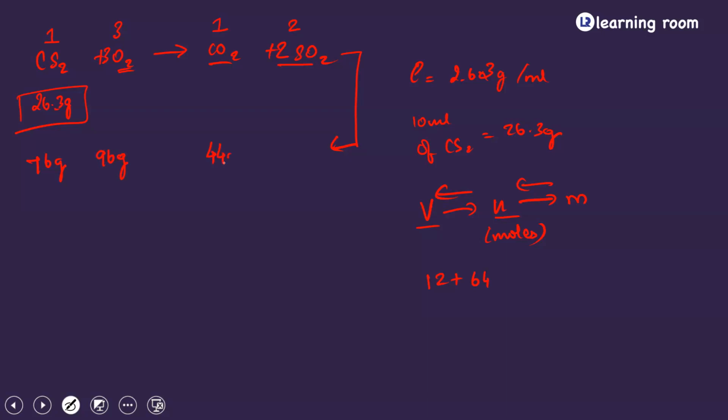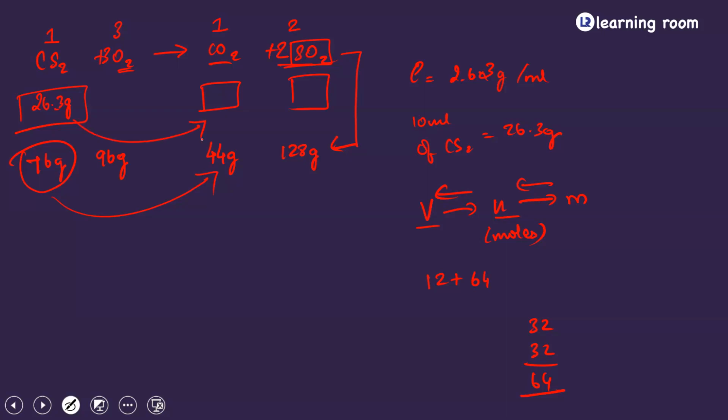Carbon dioxide, 1 mole of carbon dioxide is 44 grams. 1 mole of SO2 will be 32 plus 32, it is 64. But I have got 2 moles. 64 into 2 will be 128 grams. So these are the details that we have got. Now it is very simple. I can very easily find out the mass of carbon dioxide and sulfur dioxide formed from these. Yes or no? So for 76 grams, I am getting 44 grams of carbon dioxide. So from 26.3 grams, what will be the mass of carbon dioxide? That is all we have to identify. Clear?